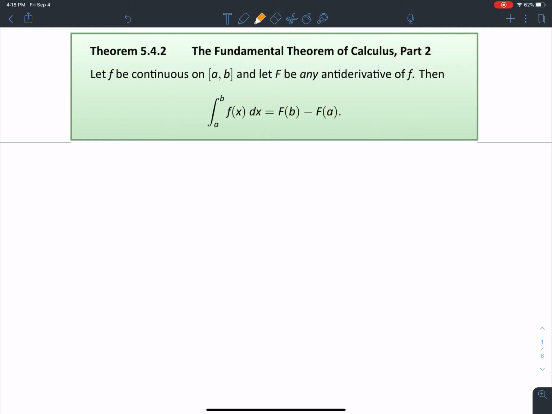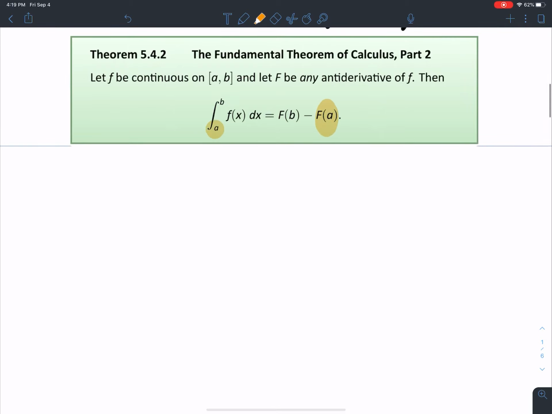So what we're saying here is that the definite integral from a to b of f of x dx is equal to the antiderivative evaluated at the upper limit minus the antiderivative evaluated at the lower limit of the integral. Pretty cool. So let's do a little proof of this.